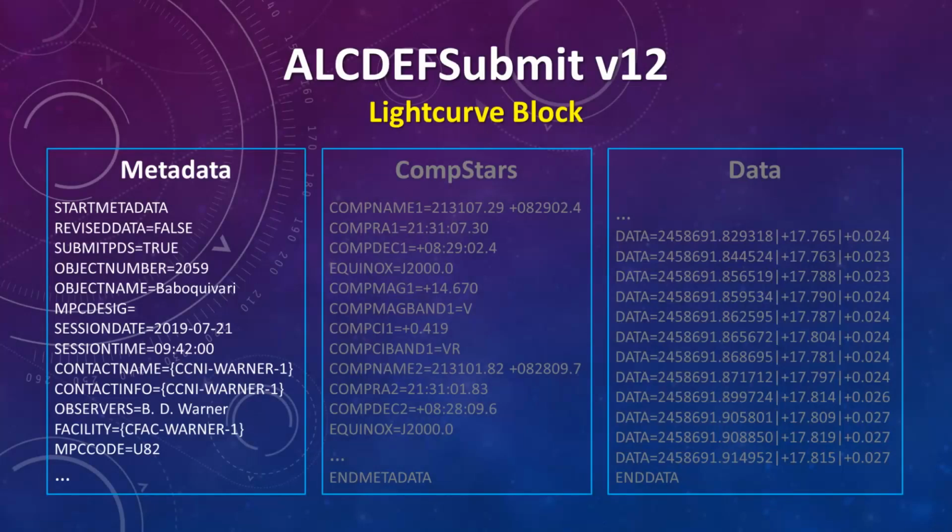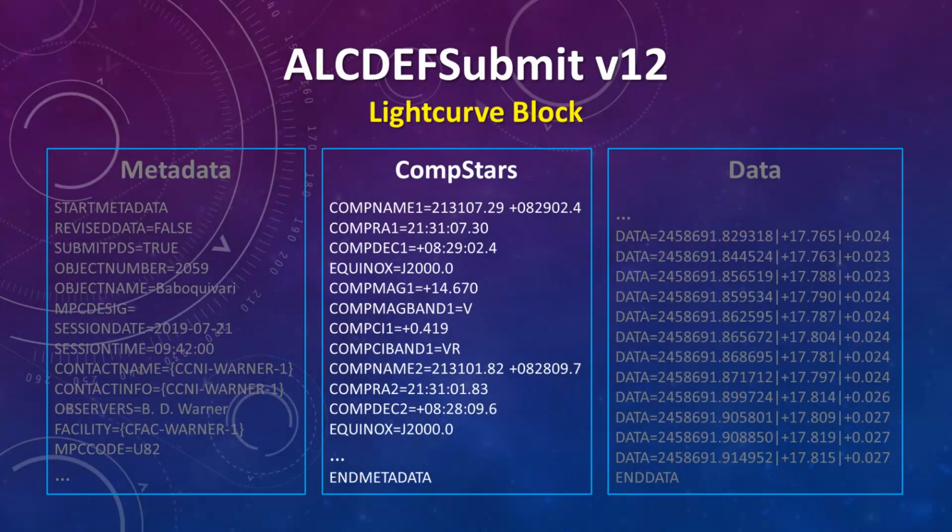The first part is the metadata block. This defines a unique combination of the submitting author's name, the object's name, the approximate mid-date and time of the data in the light curve block, and the filter used. In MPO Canopus, this would be a session. Note the keyword start metadata that is used to mark the beginning of the section.